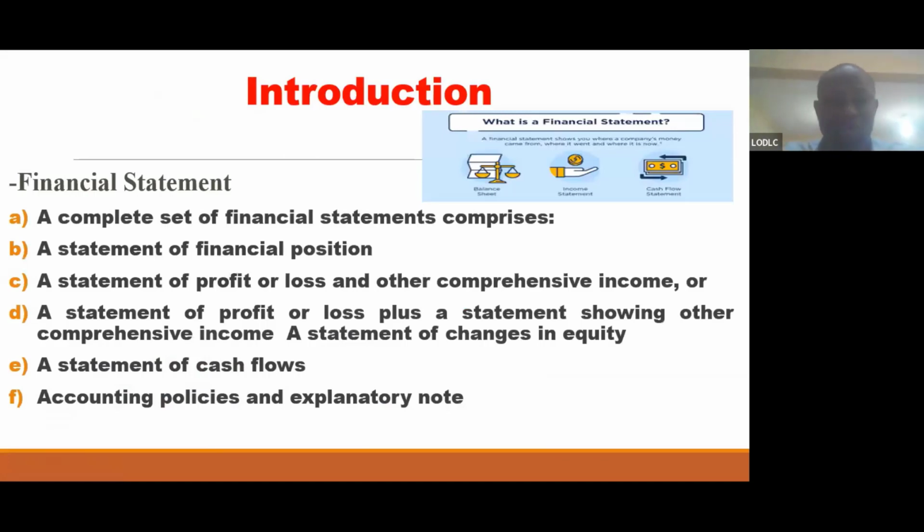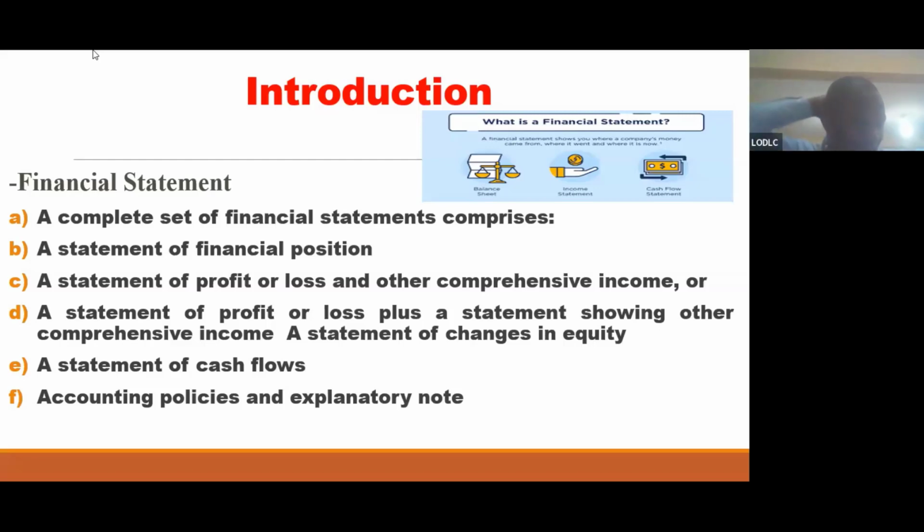Before we delve into the elements of the financial statements, I said something when we were discussing financial reporting yesterday about financial statements. So financial statements show you where a company's money came from, where it went, and where it is now. So that shows that as a user or stakeholder, you may need a financial statement to be able to know all these things I just mentioned. So as a user of financial reports, you need financial statements to make an informed decision about a particular company, whether to continue to invest with the company or to stop investing with the company.